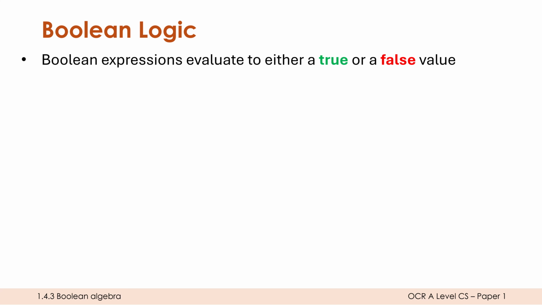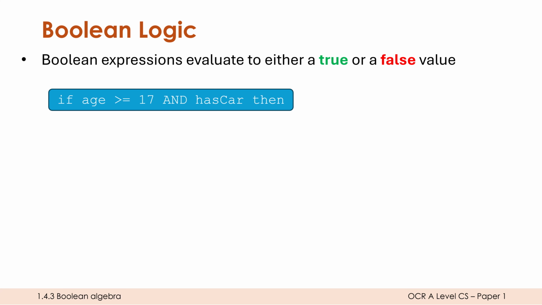An important term to get familiar with is the term Boolean expression. A Boolean expression is a combination of values and operators, but they are always going to evaluate to either true or false. For example, we use them a lot in programming with if statements and while loops in particular.